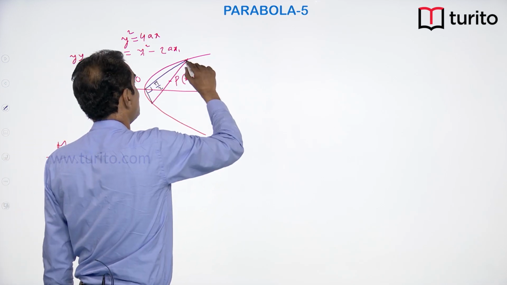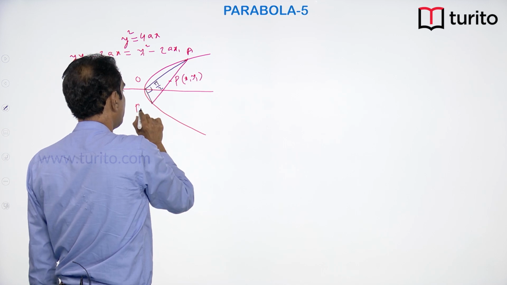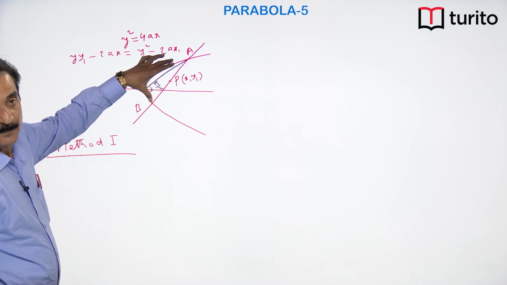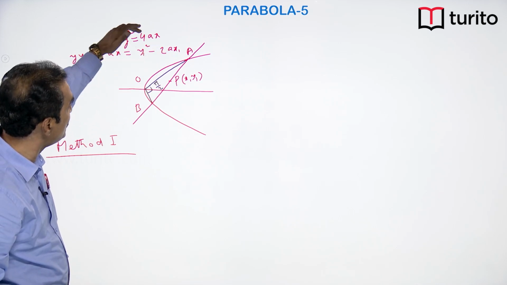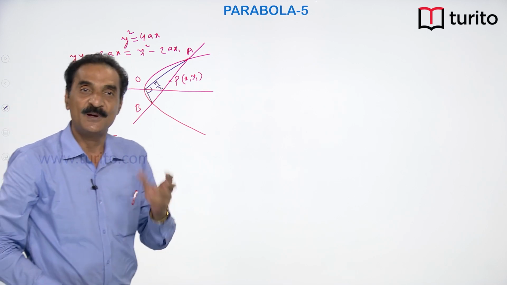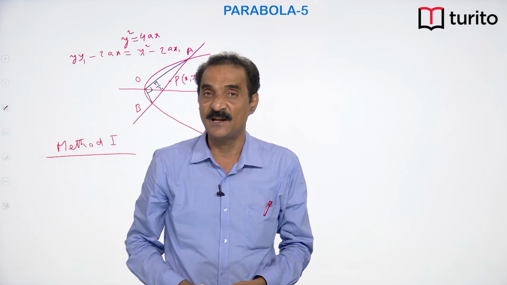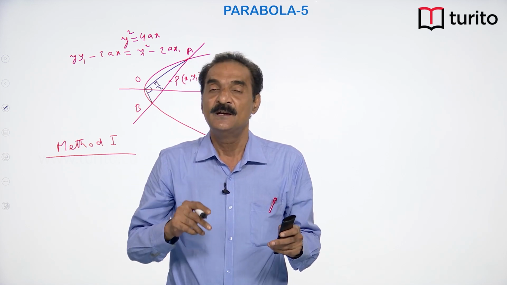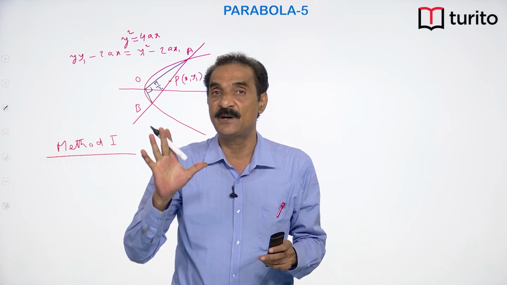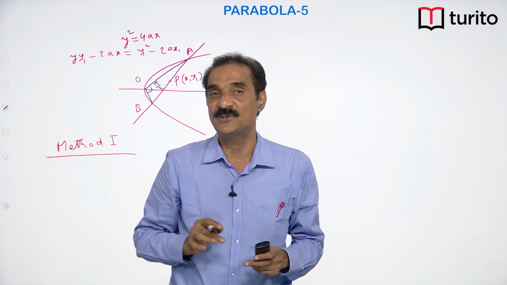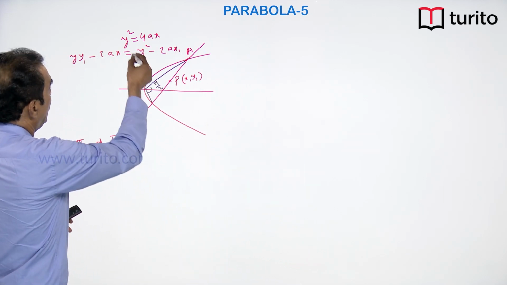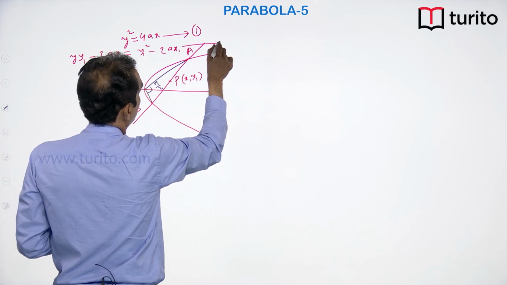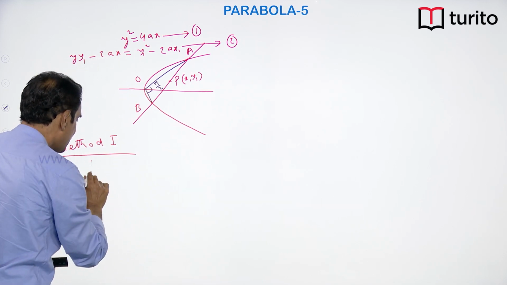If this line intersects the parabola at A and B, then how to get the pair of lines joining the points of intersection of this curve and this line and the origin? You must have studied homogenization of a curve and a line. When the equation of a curve and the equation of a line are homogenized, you will get the equation of the pair of lines joining the points of intersection and the origin. So, I will homogenize these two. This is 1, this is 2. Homogenizing 1 and 2.